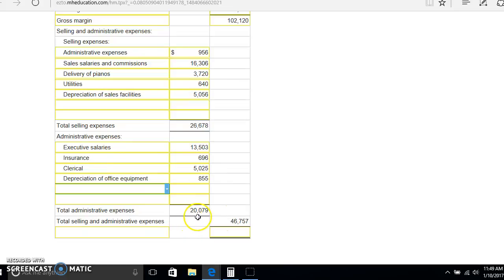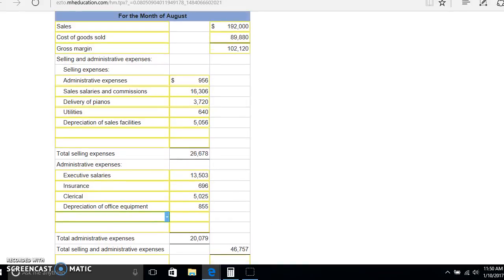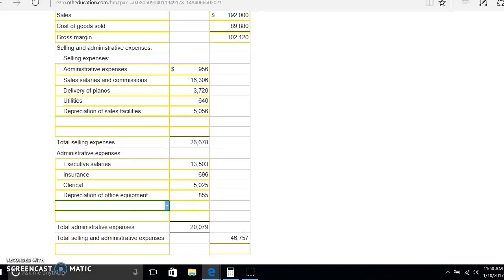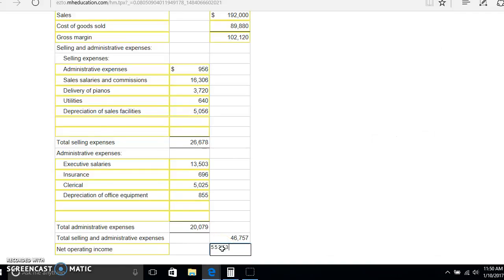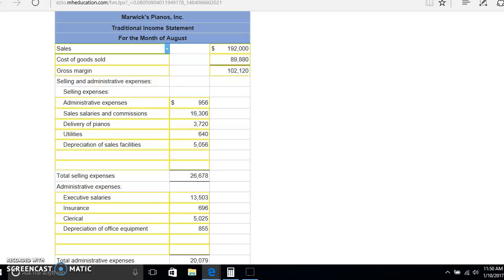So our total administrative expenses are $20,079. Our total expenses are $46,757. So if our gross margin is 102,120, and we have an additional 46,757 in expenses, we are going to have income, in this case net operating income. And that's going to be our gross margin, our 102,120, minus our other expenses. So we're looking at operating income this month of $55,363. Okay. Now, that one I think is pretty straightforward.